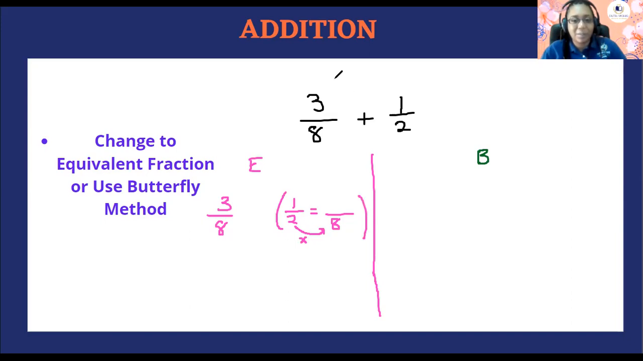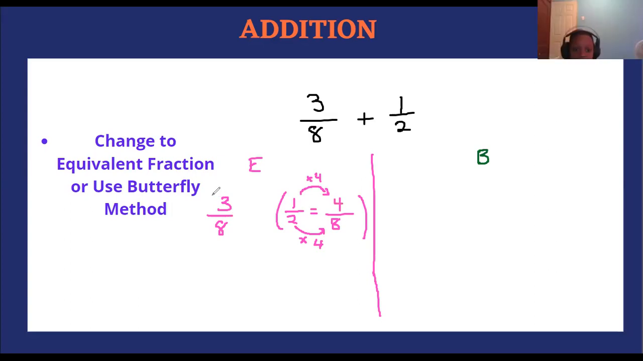Type it in the chat there for me. What number? Both of you, type it in the chat. To go from 2 to 8, 2 multiplied by what? Yes, 2 multiplied by 4 will give us 8. So we have to do what we did at the bottom to the top as well. So 1 multiplied by 4 is 4.